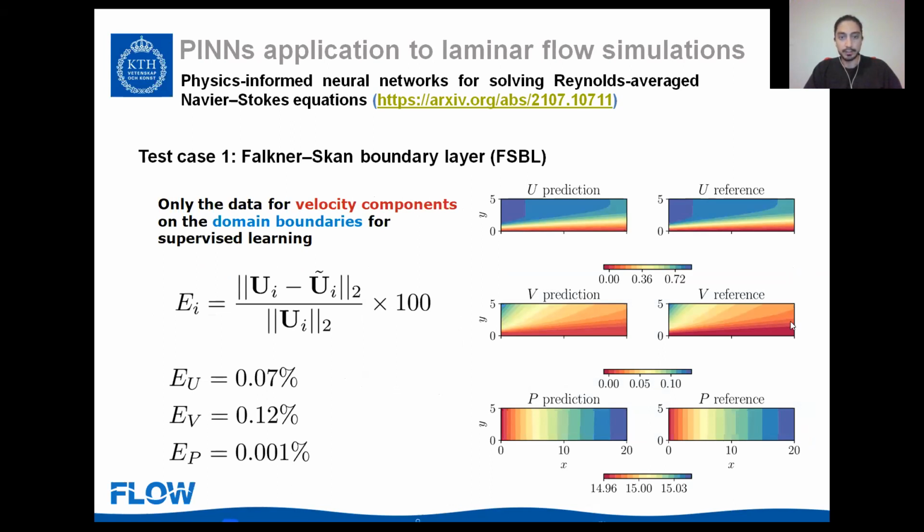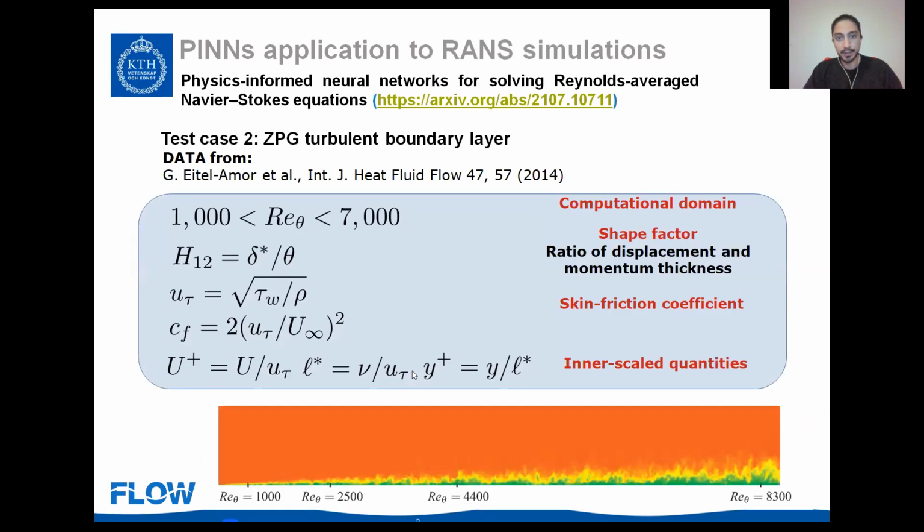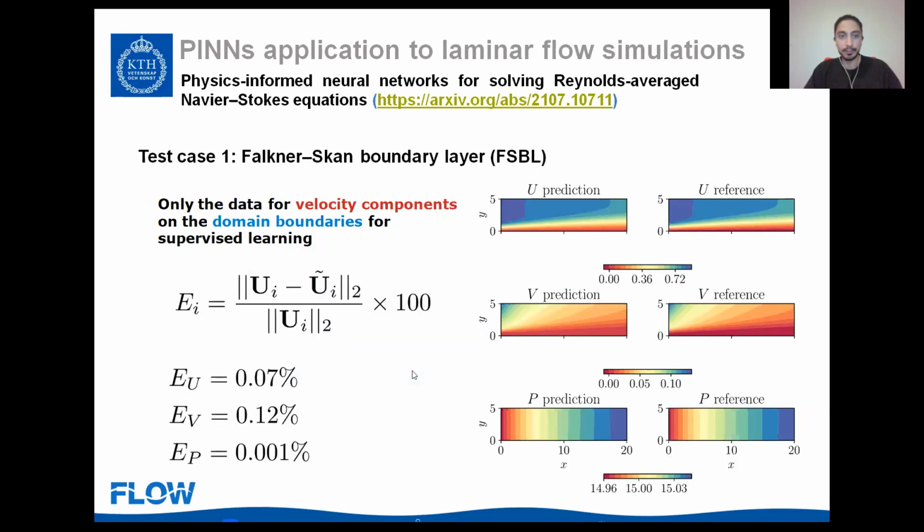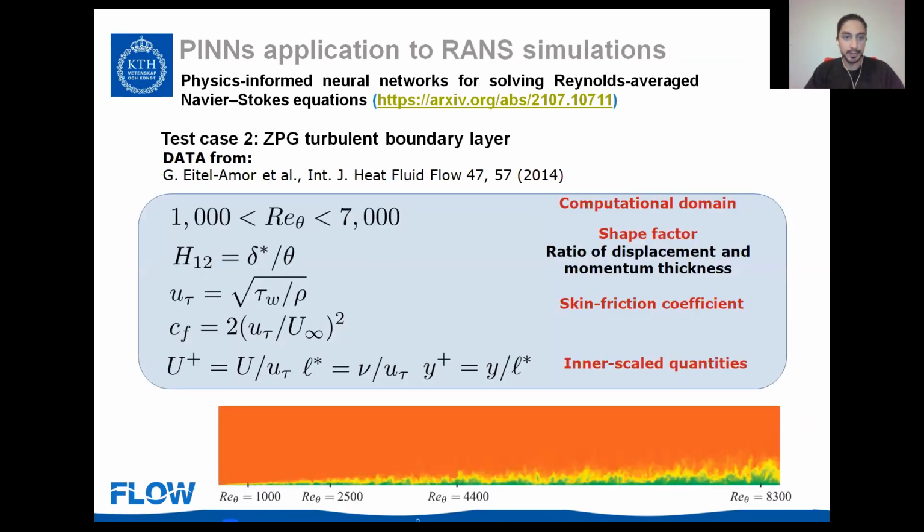We can see that very excellent predictions can be obtained using PINNs. Actually, PINNs can solve the laminar 2D Navier-Stokes for this problem. And we can see that the error is very small, even for pressure. So this is very interesting. And having these results gave us the idea to go for turbulent boundary layers and more complex flows.